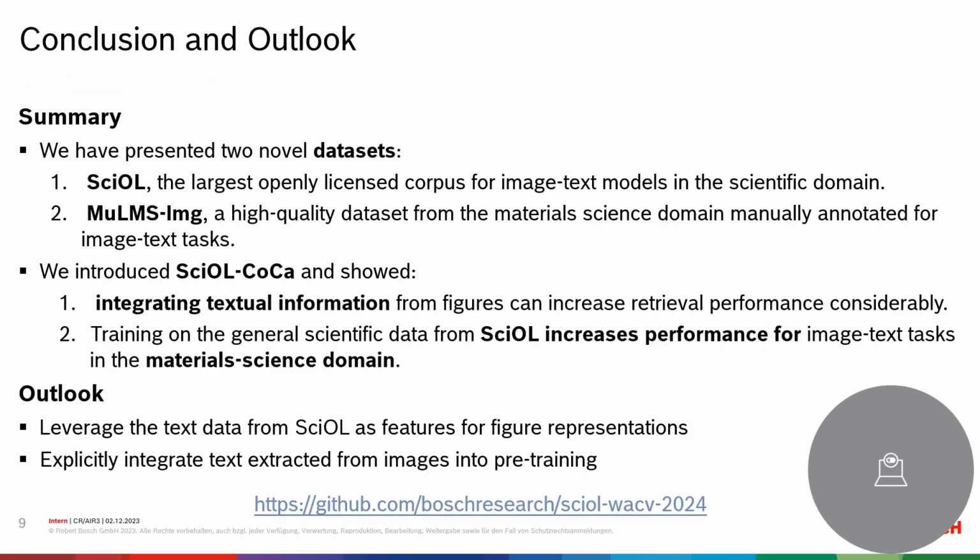To sum it up, we have presented 2 novel datasets in this work. A large-scale text and image text corpus constructed from openly licensed scientific publications, as well as a high-quality dataset from the material science domain, manually annotated for image text tasks. In addition, we introduced SciOL COCA and showed that explicitly integrating textual information from figures increases retrieval performance considerably. SciOL COCA also shows good transfer performance on image text tasks in the material science domain without further fine-tuning.